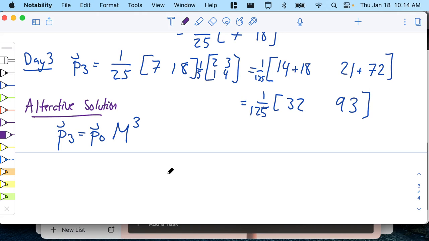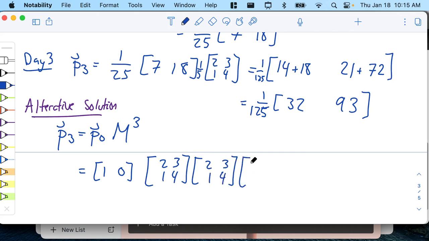And if you do m cubed, then instead of doing rows and matrices every time, you are doing 3 matrix multiplications. So I can just give you a nice explicit formula. So p3 is going to be 1, 0, and then I'm going to have 2, 3, 1, 4, 2, 3, 1, 4, 2, 3, 1, 4, just written out 3 times. Okay, and I factored out all the 1 out of 5s to put a 1 out of 125 in front, a 1 out of 5 cubed. So instead of doing it one at a time, you could have multiplied these matrices together to get it. You would have gotten the same thing. I can even tell you what this matrix multiplication is going to be because we already calculated it.